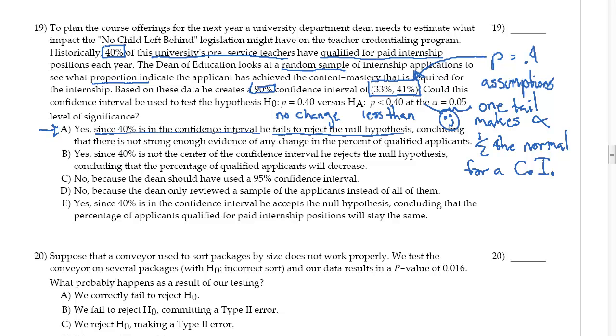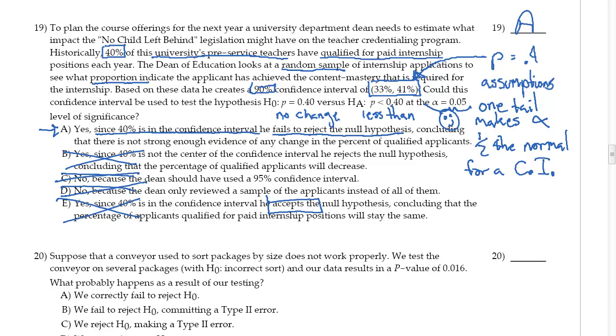Yes, since 40% is not the center of the confidence interval, he rejects it. It has nothing to do with being in the center. Don't have to be the center, just have to be in there. No, because the dean only reviewed a sample. No, it's not no, it's yes. Yes, since 40% is in the confidence interval, he accepts. Oh, accepts, not squishy enough. So the answer here is A.